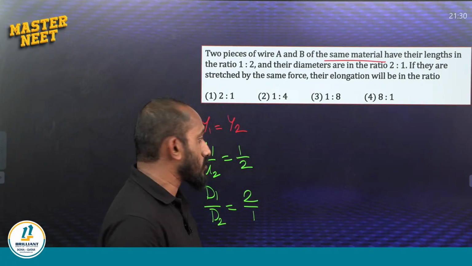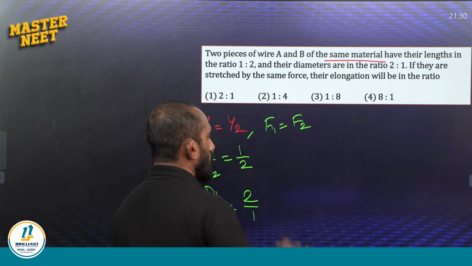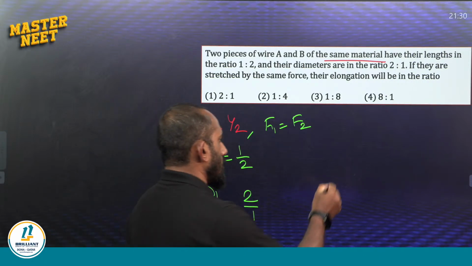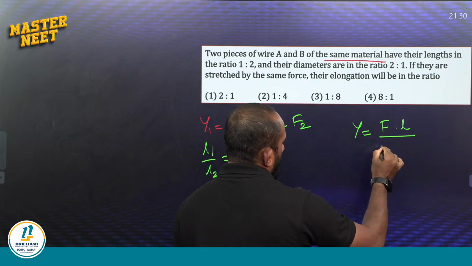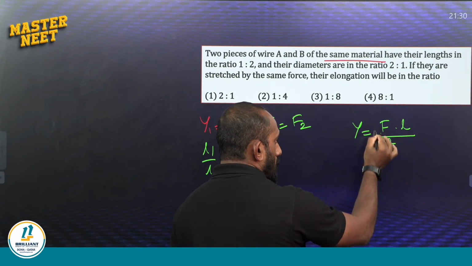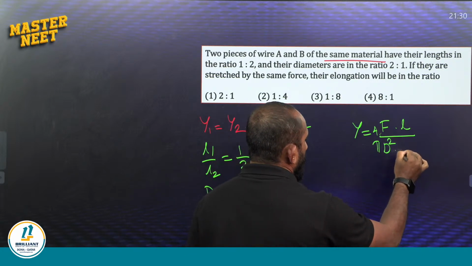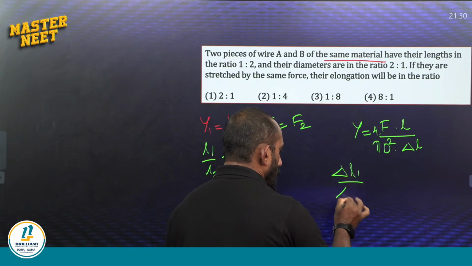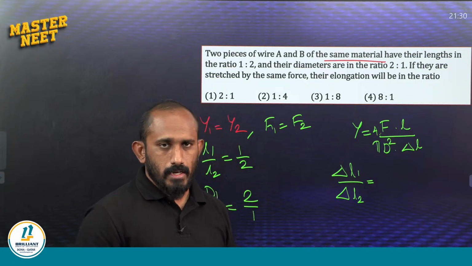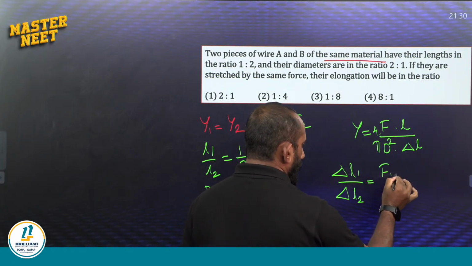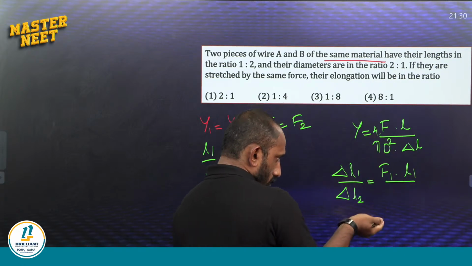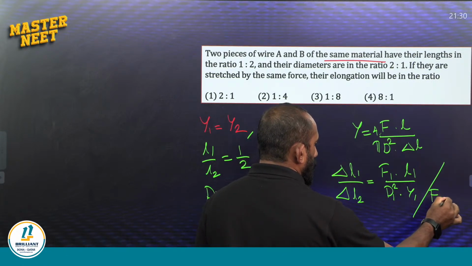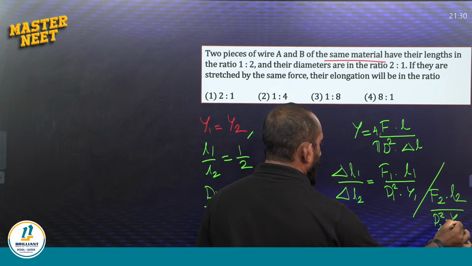If they are stretched by the same force, so F1 equal to F2, force on 1 is equal to force on 2, their elongation will be in what ratio? We have the equation Y is equal to F into L by pi d square. If you use diameter, the area will be pi d square by 4, the radius term, into delta L. You have to find the ratio of the elongations, delta L1 by delta L2. So it will be F1 into L1 by pi and 4, if you divide it, cancel it down, D1 square into Y1, whole divided by F2 L2 by D2 square into Y2.